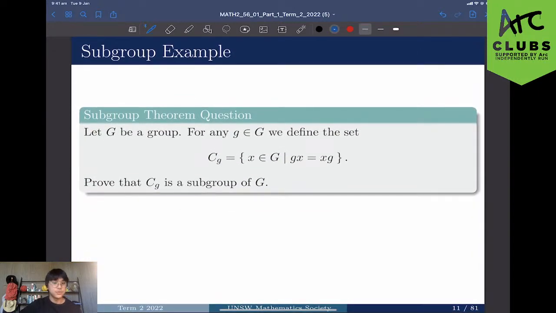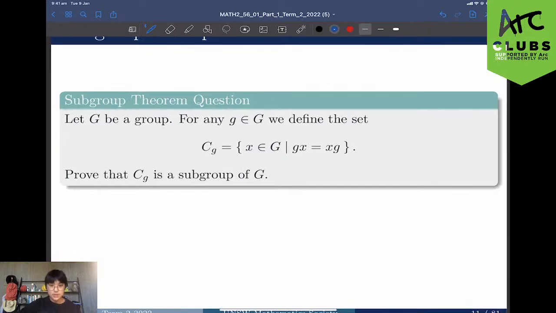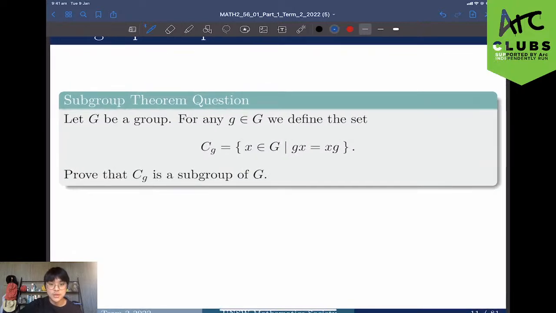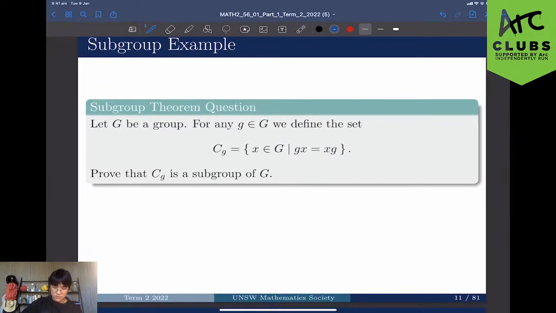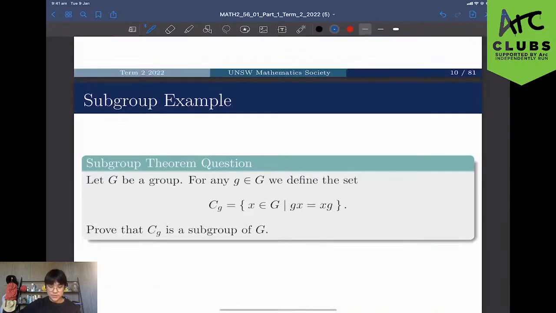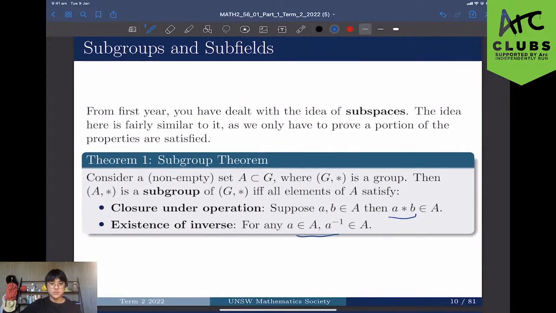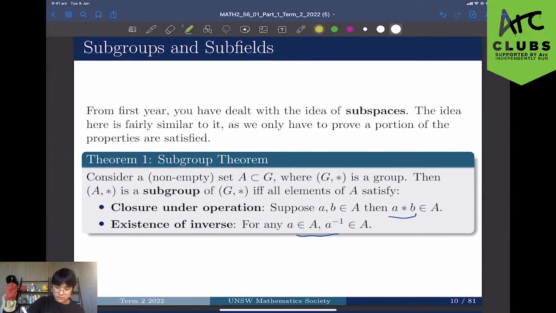So we start with an example. Let G be a group. For any element of G, we define the set CG to be where if x is an element of G, then gx is going to equal xg. And then we have to prove that CG is a subgroup of G. So we pretty much have to prove three things that come directly from this theorem. We have to prove that CG is non-empty.